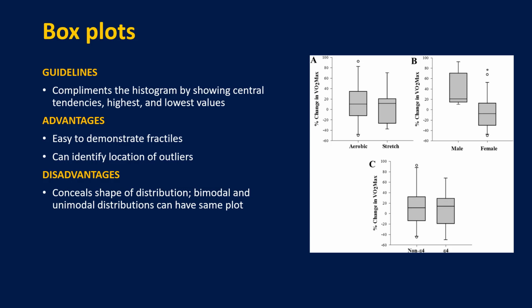But what you don't get from these, which you do get from a histogram, is distribution, and you can't understand things like what we call bimodal and unimodal distributions. That is the notion of whether we get a single curve or multiple curves in the data. It all gets hidden in the box plots. But box plots are a really neat way of showing your data.